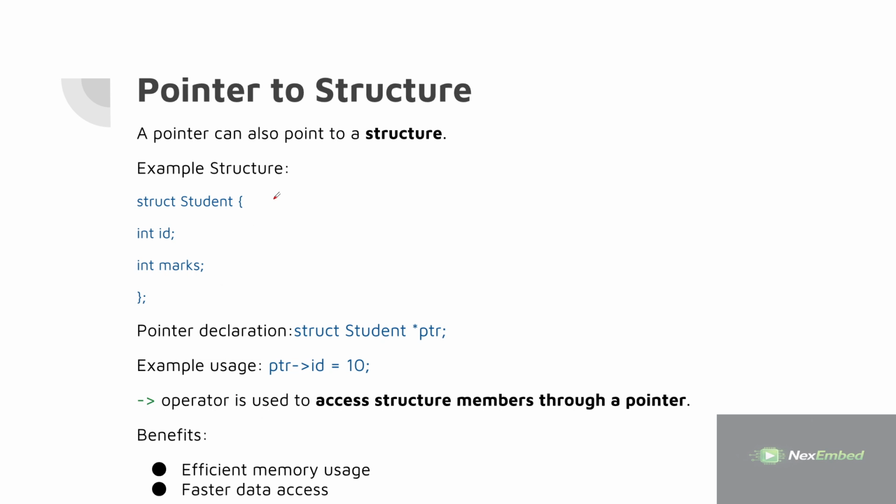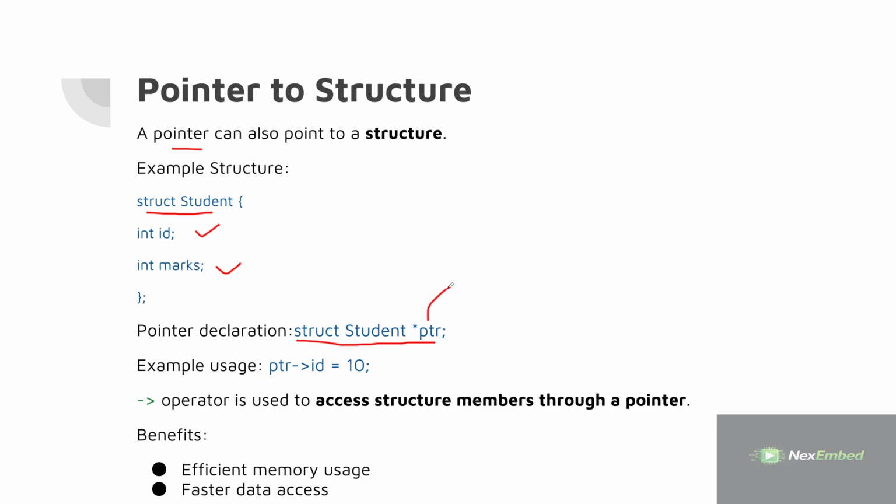The next topic is pointer to structure. Pointers can also be used to point to a structure variable. This is the simple syntax of a structure. Here I have a structure called struct student. Inside the structure we have int id and int marks as the members of the structure. Using the pointer, we can declare it like creating an object: struct student *pointer.